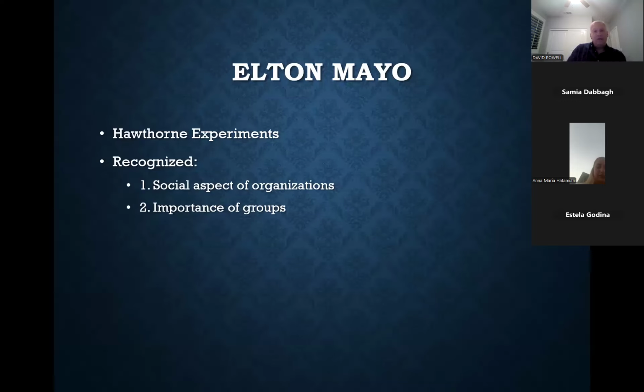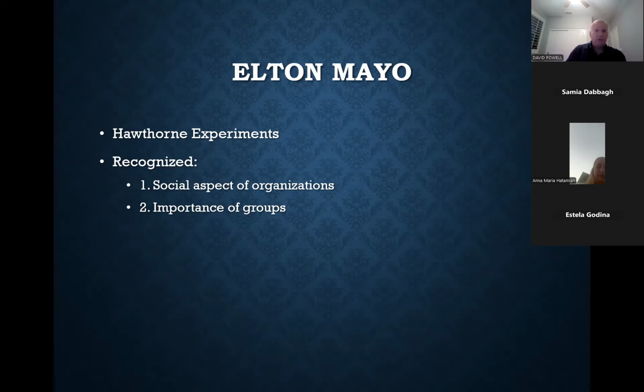What they found is obviously the reason why people were being more productive is they were being paid attention to. The researchers were asking them about what they thought about the jobs that they were doing on a daily basis, how they felt about their jobs, how they felt about the organization, about their leaders and their managers. And people were actually listening to them and paying attention to them. That kind of shows us the social aspect of an organization, that people are social creatures working within a social structure, and that organizations are just not formal. They have this informal social aspect to them as well.